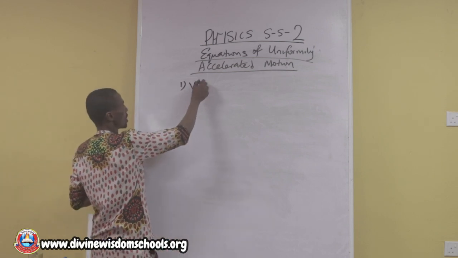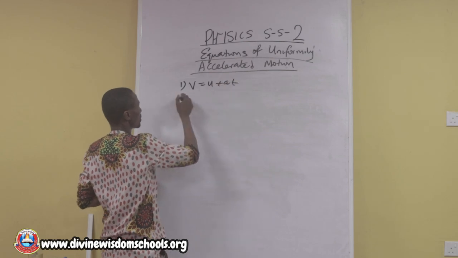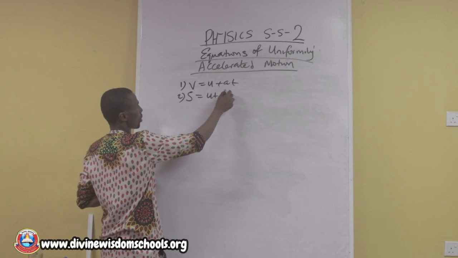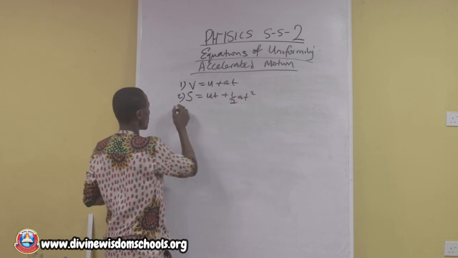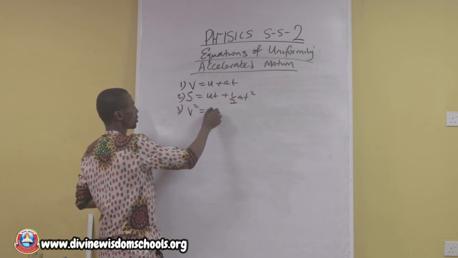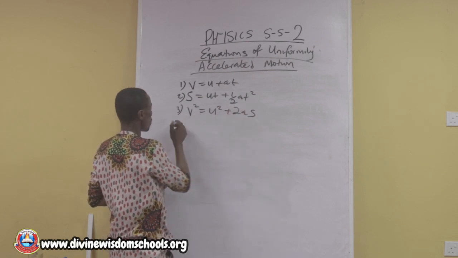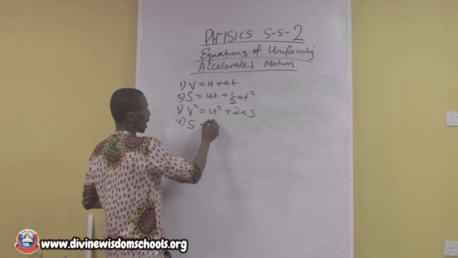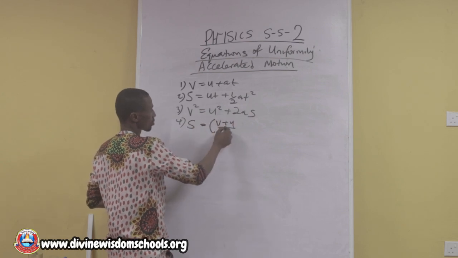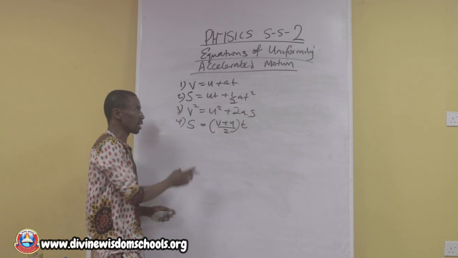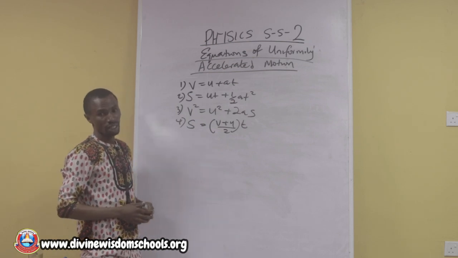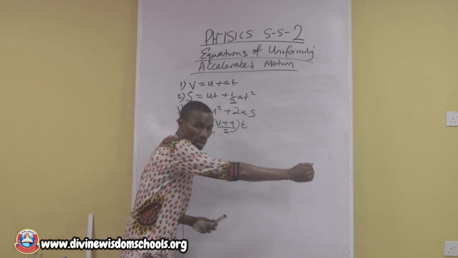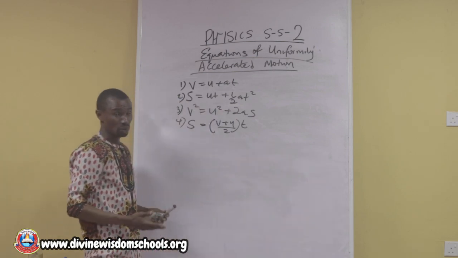First, we have v equals u plus at. Then the second one is s equals ut plus half at squared. The third one is v squared equals u squared plus 2as, while the fourth one is s equals average velocity multiplied by time. So these are the 4 equations that can be used to determine the motion of a body that moves linearly or in a straight line.